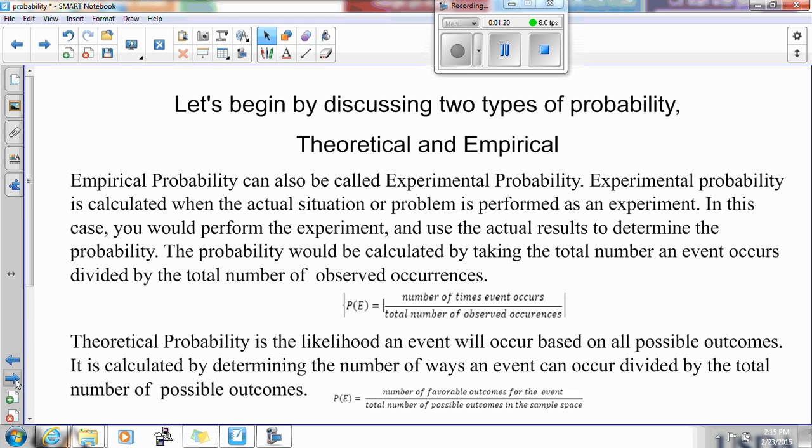Theoretical probability is kind of like in theory. It's the likelihood an event will occur based on what I know to be the possible outcomes. It is calculated by determining the number of ways an event can occur divided by the total number of possible outcomes. So in other words, the number of favorable outcomes divided by the total number of outcomes. These two formulas probably mean nothing to you right now, but let me demonstrate both, and I think these definitions will make a lot more sense.